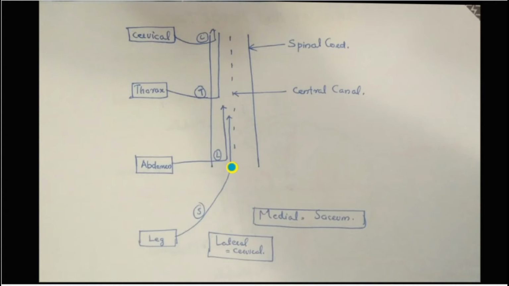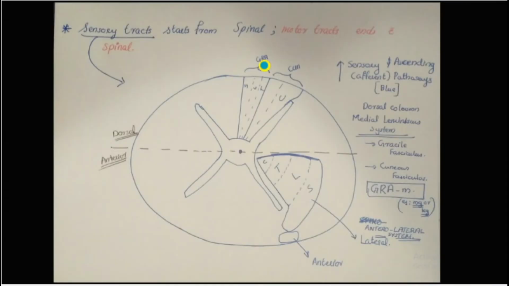Next, if we take this spinal cord from the leg, we have sacral nerves which come into the spinal cord, and they go very close and medial to the central canal. And from the abdomen or thigh portion we have lumbar. It is just lateral to the sacral nerves, and from the thorax we have thoracic nerves, which go laterally to the lumbar nerves. And finally we have cervical. It goes laterally in the dorsal column. So medial nerves are sacral and lateral are cervical in the dorsal column.